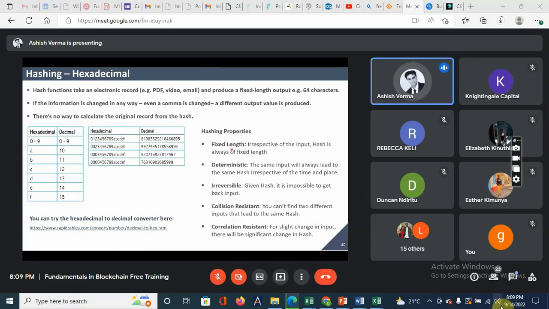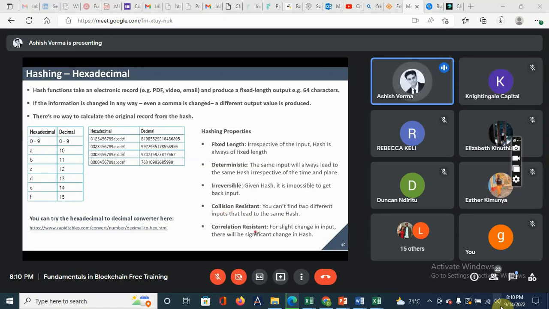Some of the hashing properties: it is of fixed length of 64 characters, and it always remains the same irrespective of the input. If you use a particular algorithm, let's say SHA-256, it will give you a 64 character length hash. It's deterministic. The same input will always lead to the same output, irrespective of the time and place. It's irreversible, given the hash it is impossible to get back. As we explained previously, collision resistance means two messages cannot have the same hash. If 2 messages have the same hash, that means the hashing algorithm is broken and it becomes a collision.